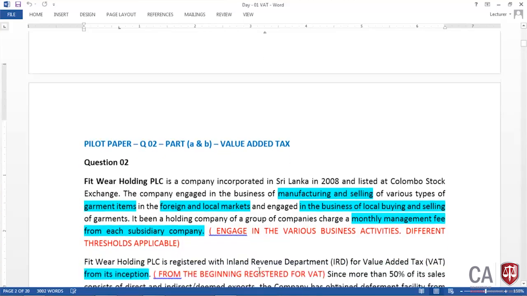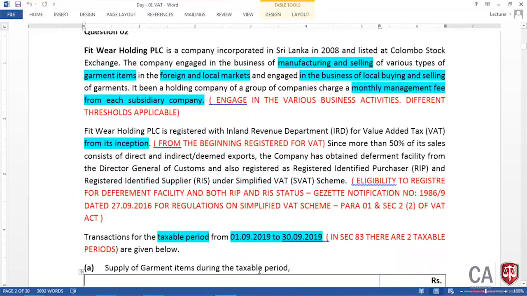Then the second para: Fitwear Holding PLC is registered with IRD for VAT from its inception. That means from the beginning they have registered, so that person is a registered person for VAT. Now, since more than 50% of its sales consist of direct and indirect or deemed export, the company has obtained a deferment facility from the Director General of Customs and is also registered as a registered identified purchaser and registered identified supplier under the simplified VAT scheme. Okay, I have promised you I will come to this part separately, taking 5 minutes. I will come to this part after this question. First we will do the question and come to this part.